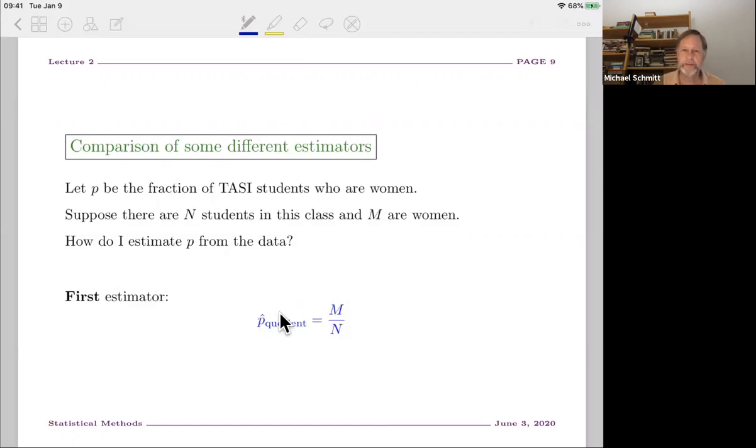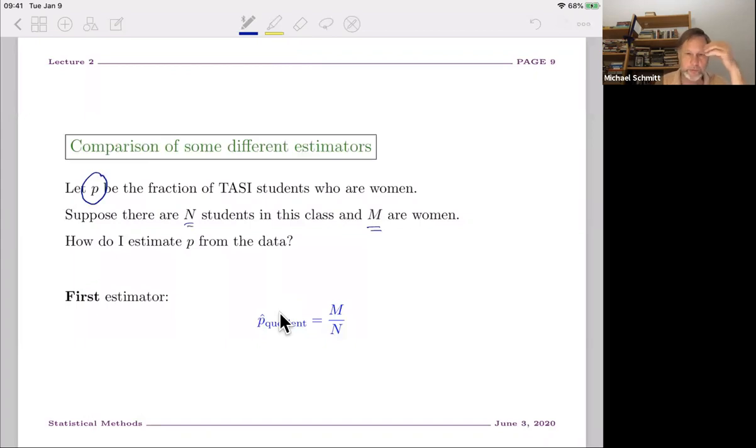Let's say we're interested in the fraction of TASI students who are women, and there is some correct answer for what that fraction is. Of course, we'd all like to see it be 50%, but maybe it's not quite there yet. So P is the true fraction of TASI students who are women, and we want to know what P is. So let's say that in this year's class, there are a certain number of students, 65, and a certain number of women, I don't know the number, M. How do I estimate P from the data?